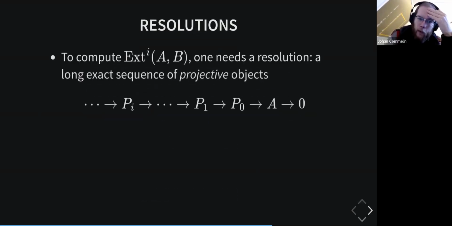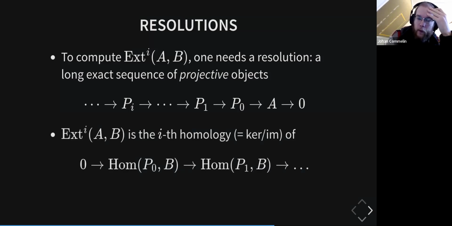So yeah, we need to compute those Ext groups. So let's think a little bit about how you do that usually. To compute an Ext group, normally you would pick a resolution. Let's say we pick a resolution of A by projective objects. And then the Ext group would be the ith homology of the complex that you get by applying the functor of Hom into B to this resolution.